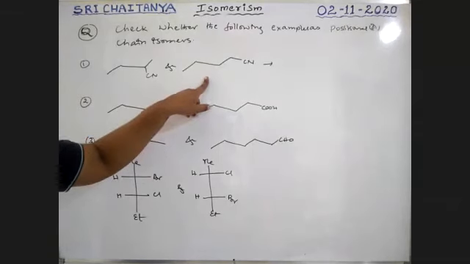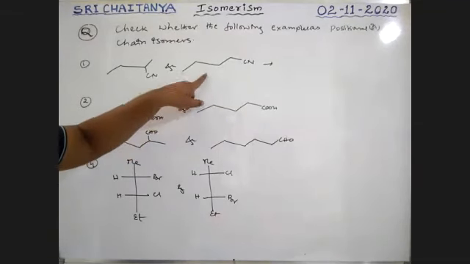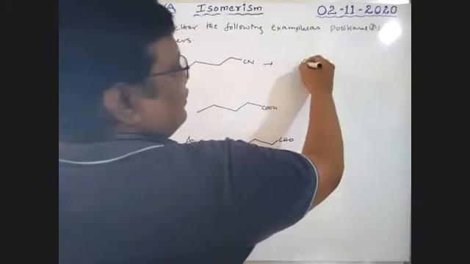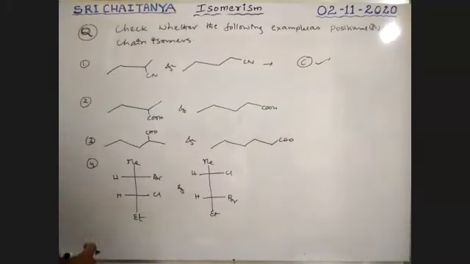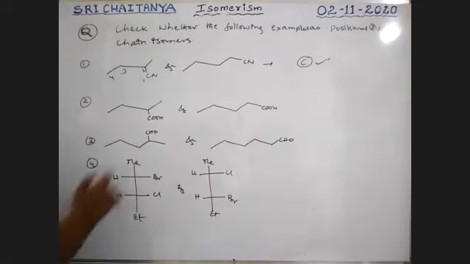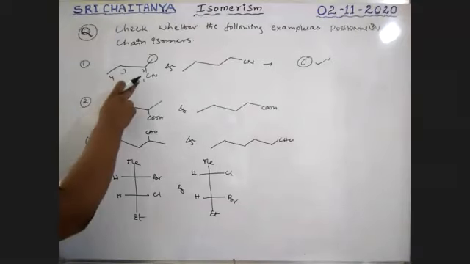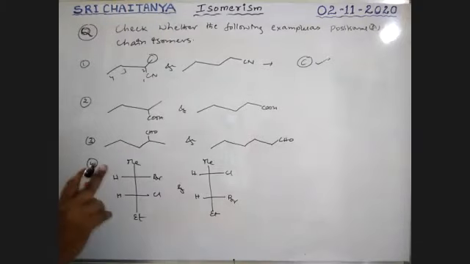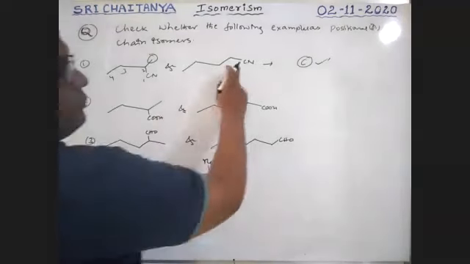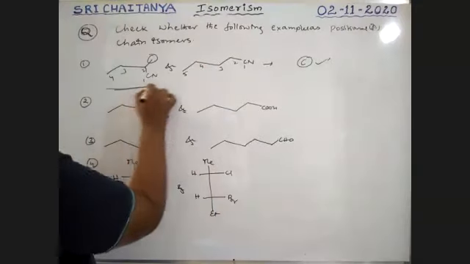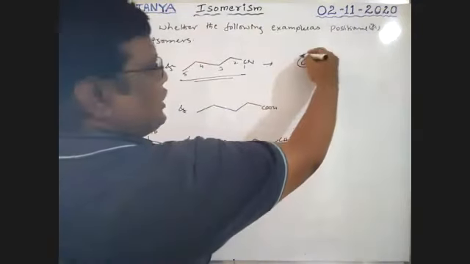First one. Is this chain or positional? My answer is chain isomerism. See here, it is 1, 2, 3, 4, a 4 carbon chain. 2-methyl butane nitrile is the name of this compound. Here it is 1, 2, 3, 4, 5. It is a 4-member chain, and it is a 5-member chain.